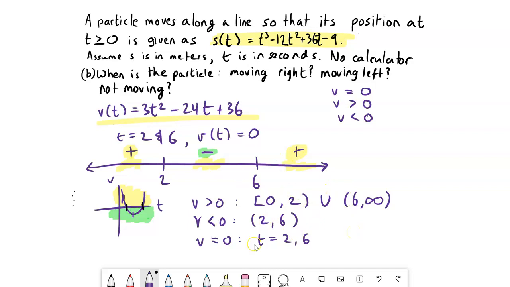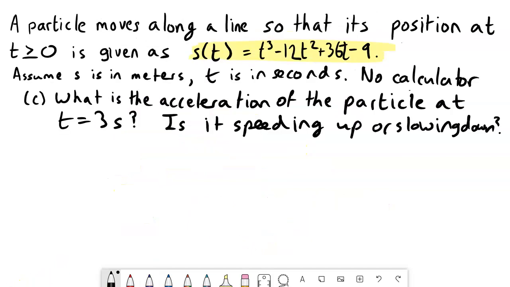So we'll be doing one more part. Alright, this last part, we want to look at the acceleration, right? We spent the first one looking at stuff about position, and maybe some velocity. The second part, part B, we looked a lot at velocity, and now in this part we're looking at the acceleration. So, what is the acceleration of the particle at 3 seconds? Is it speeding up or is it slowing down?